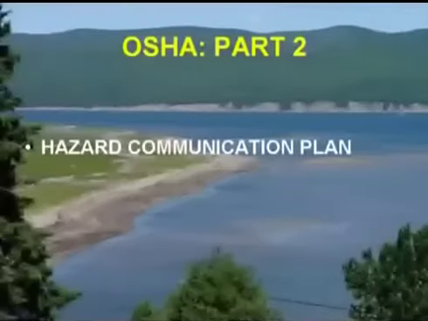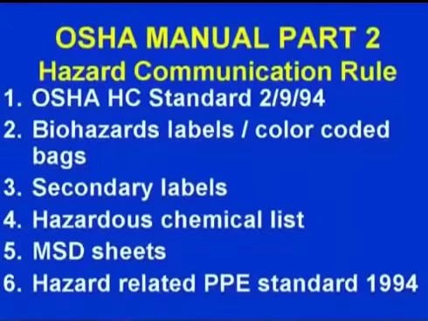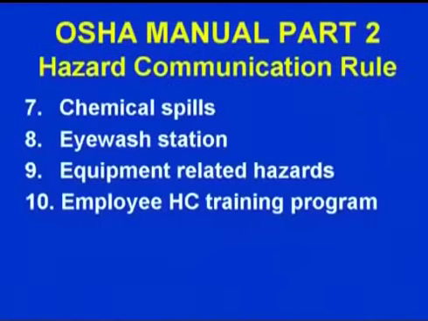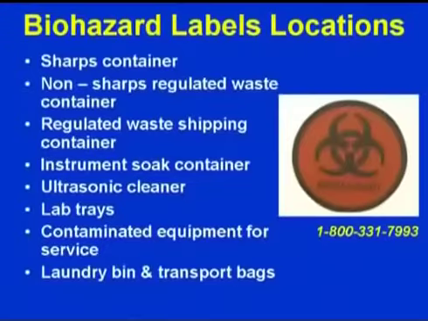The second part of the OSHA program involves hazard communication, and you have a hazard communication plan to comply with that. You can see various parts of it, including the standard, labels, both biohazard and secondary, the hazardous chemicals list, MSD sheet. There's a new hazard-related personal protective equipment standard, which came out in 1994, chemical spills, eyewash station, equipment-related hazards, and employee hazard communication training program. These are the elements of the hazard communications part of the OSHA rule.